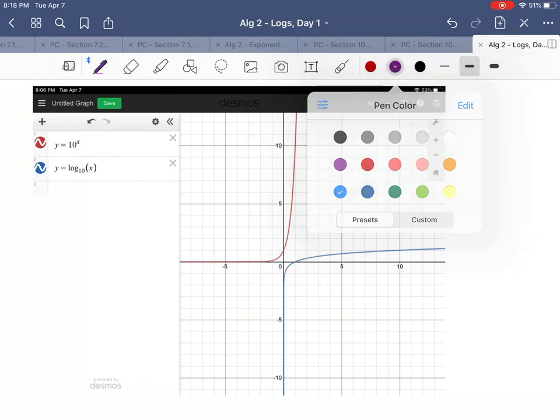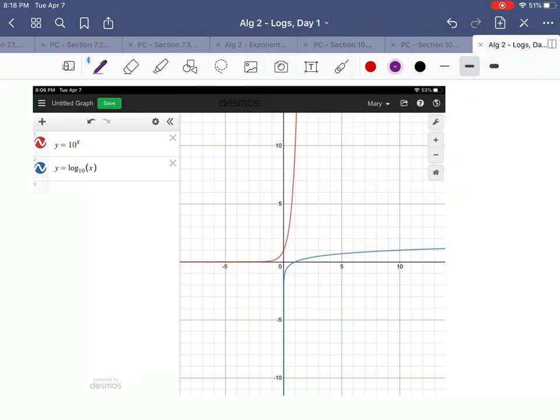You can see that this red one has a horizontal asymptote going across here. The blue one has a vertical asymptote going up and down, okay? And then you can also see some of the points a little bit better. So like (0, 1) is there, which compares to (1, 0) over there. You see (10, 1) and (1, 10) right there.